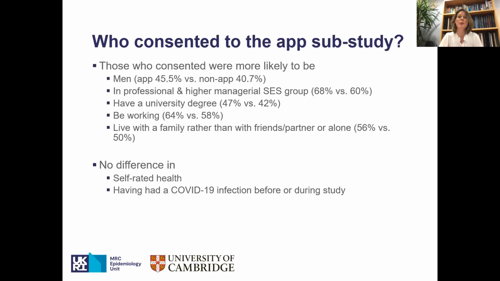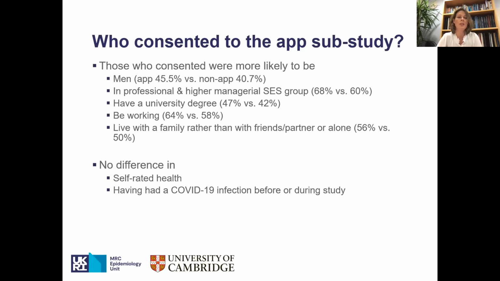So thinking about the difference between those who decided to take part in the app sub-study versus those who decided to take part only in the web only, what we saw was slightly more men decided to take part, a higher proportion of men, people in higher SES groups. You can see there just 8% difference. A slightly higher amount of people had a university degree and were more likely to be working and living in a family household rather than living with a partner or alone.